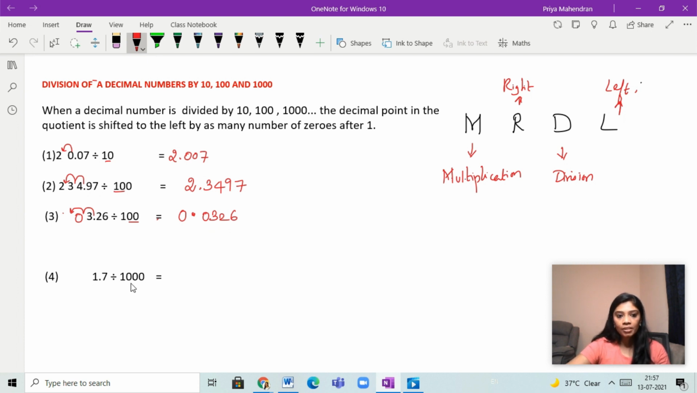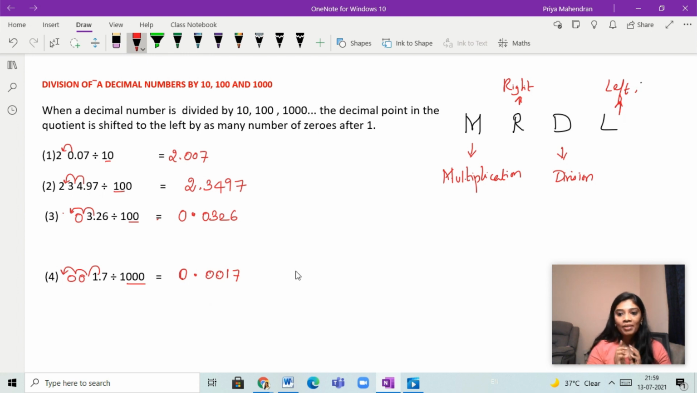1.7 divided by 1000. How many zeros are there? Three zeros. So the decimal point shifts towards left by three places, isn't it? And there is only one digit over there. So one place I already shifted. For the remaining two places, I have to add 0 in front of the number. So 2, 3. So now I have shifted the decimal point three places towards left. And the decimal has to be shifted here, isn't it? So it's 0.0017. Again, in order not to vanish this decimal point, I'm just placing 0 in front of the decimal point.